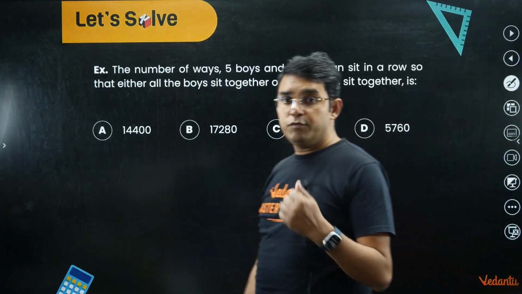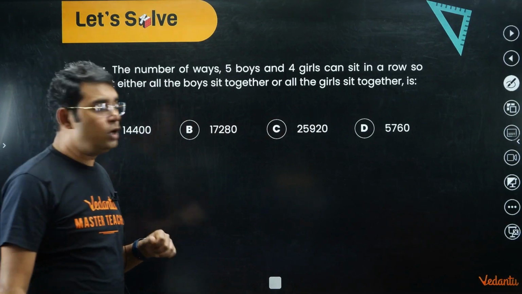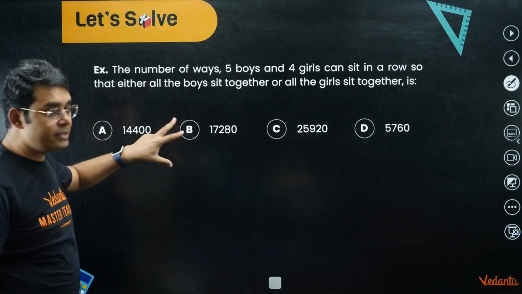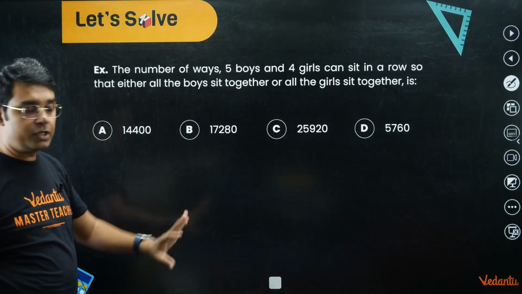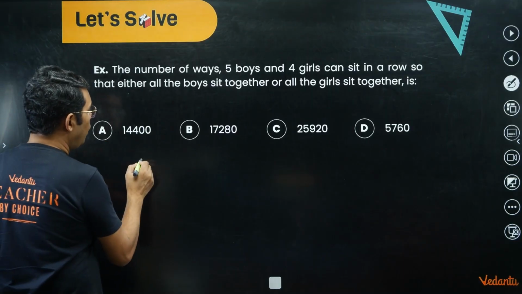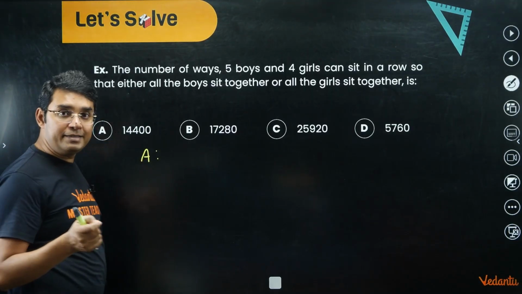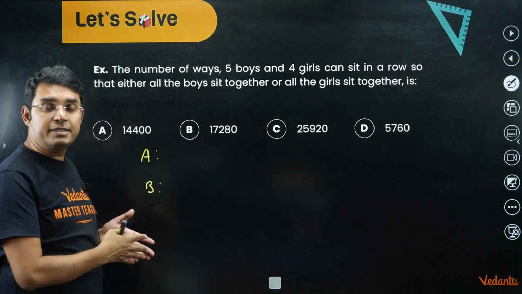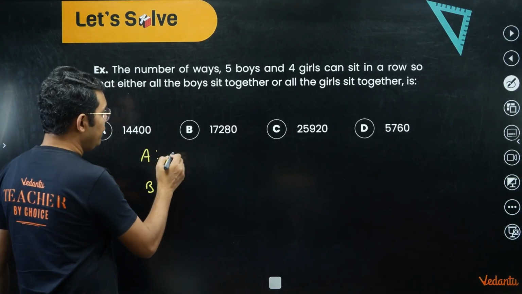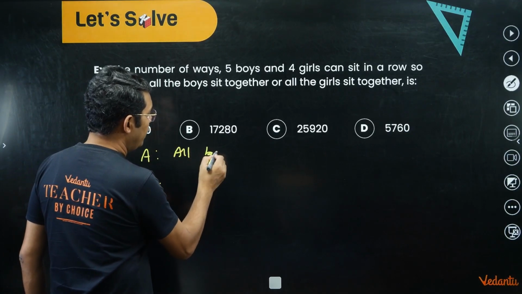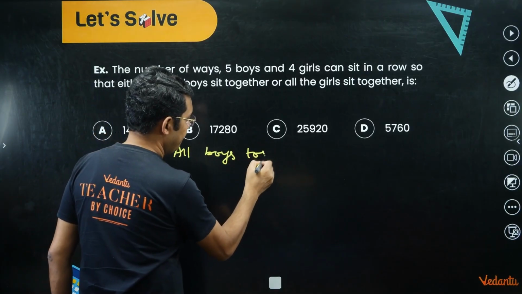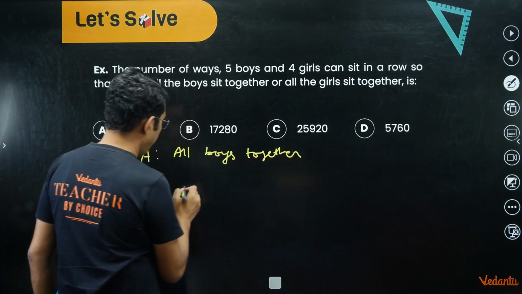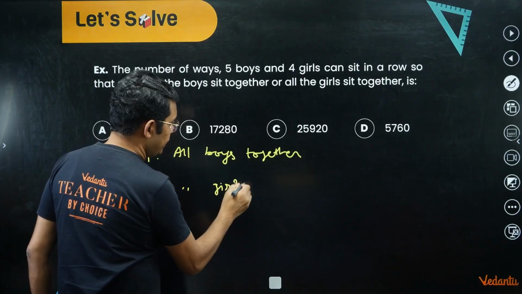Number of ways 5 boys and 4 girls can sit in a row so that either all boys sit together or all girls sit together. Now suppose I say all boys sit together is called set A and all girls sit together is called set B. Okay, A is when all boys are together, and here all girls together.